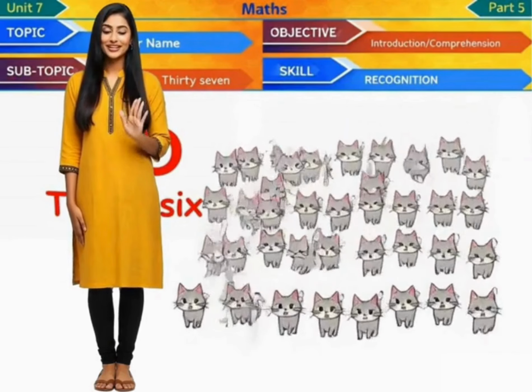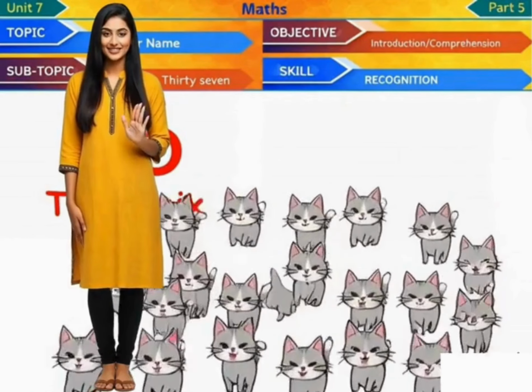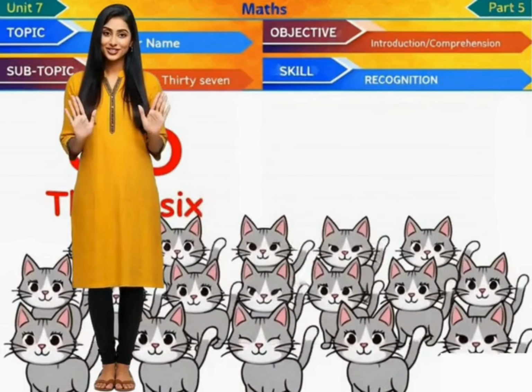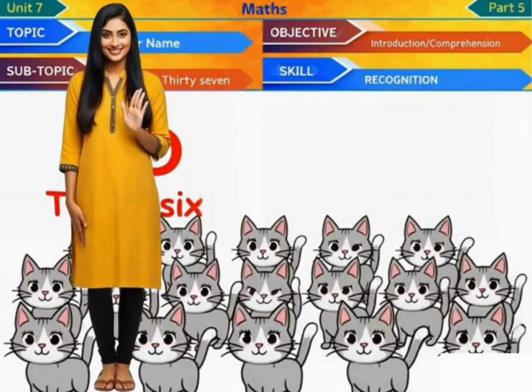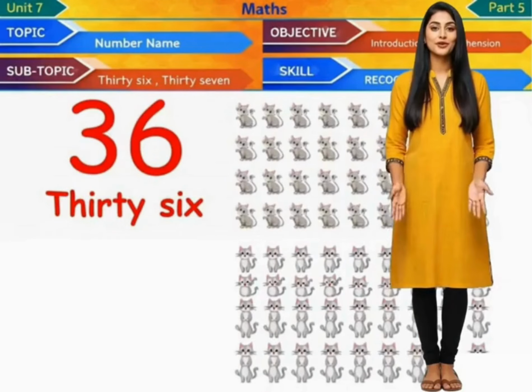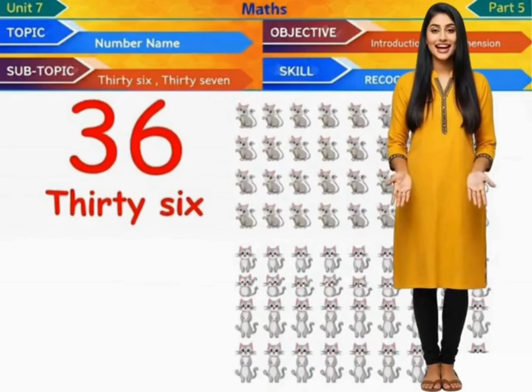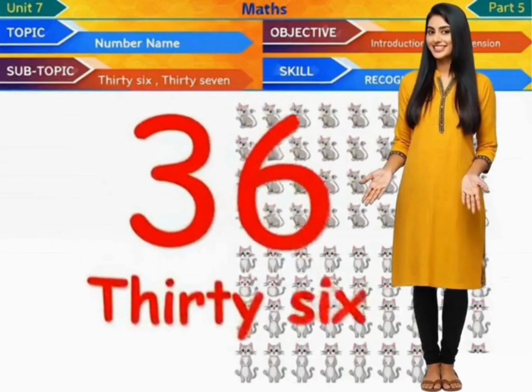Number 36 means a group of 36 cats. When we count things and reach 36, we say 36. Children, today we learned about number 36, how to read, write and count it. I hope you understand this chapter.